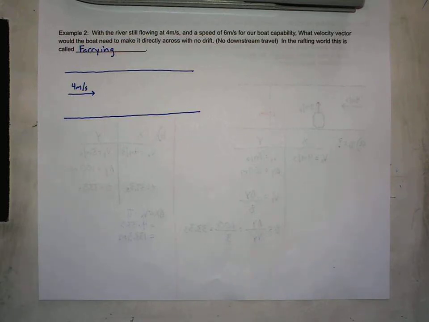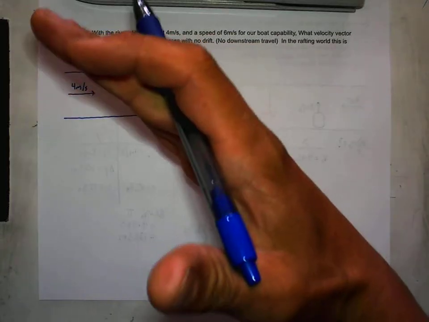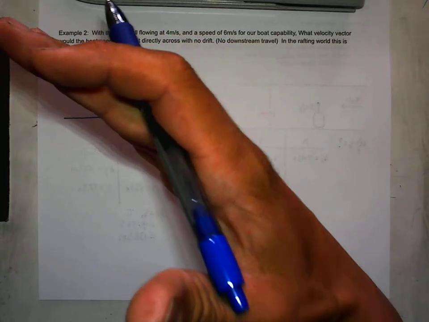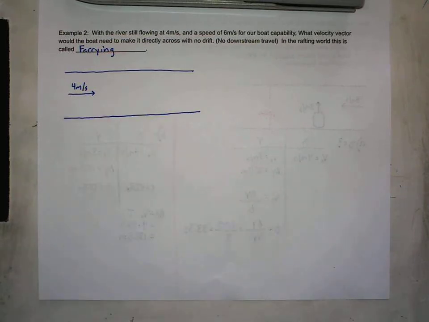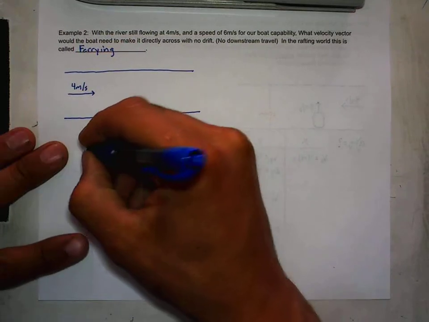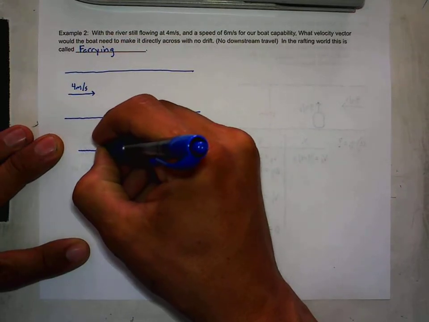Now, what direction is the boat going to have to point? Just from common sense, it's going to have to point upstream to cancel out that 4 meters per second. In fact, the x side of our triangle has to be 4 to cancel out the river. So we're going to go down here and draw a triangle, and this is going to be a quick problem. Here's what we want. We've got 4 meters per second this way.